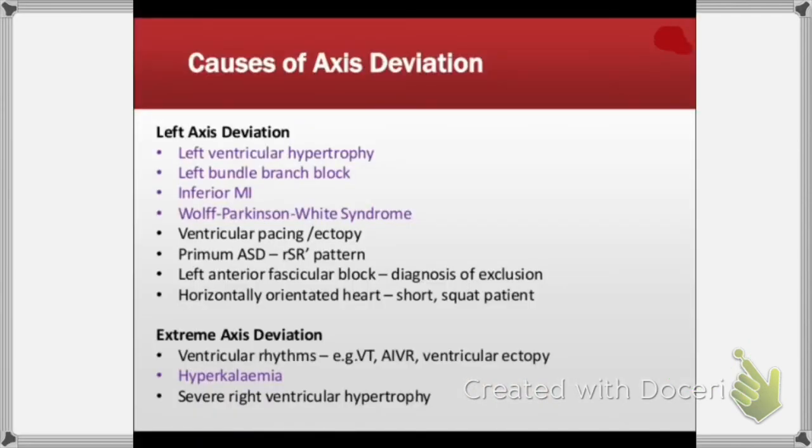So these are the causes of axis deviation. Left axis deviation: mainly LVH, left bundle branch block, inferior wall MI, Wolff-Parkinson-White syndrome. Less common causes are ventricular pacing or ectopy, primum type of ASD, left anterior fascicular block, and a horizontally oriented heart in a short and squat patient. Extreme axis deviation occurs in ventricular rhythms like VT, AIVR or ventricular ectopy, and also hyperkalemia and severe right ventricular hypertrophy.